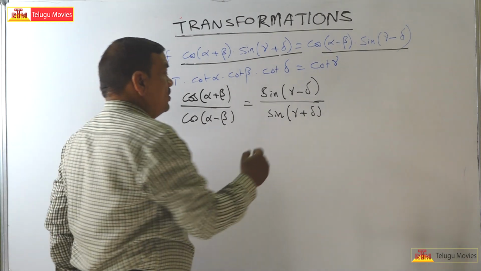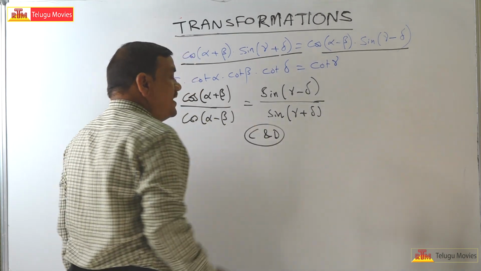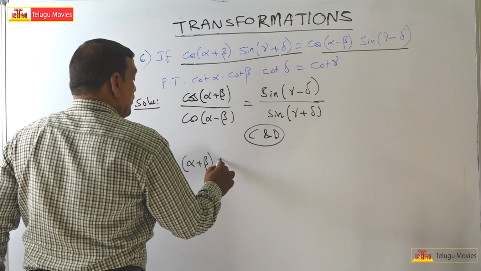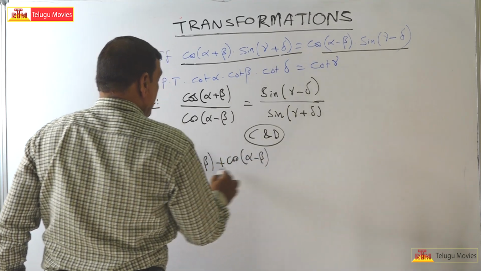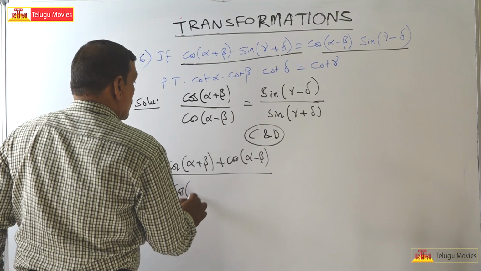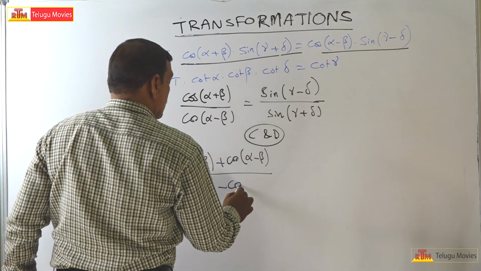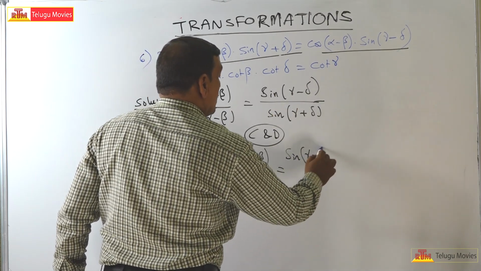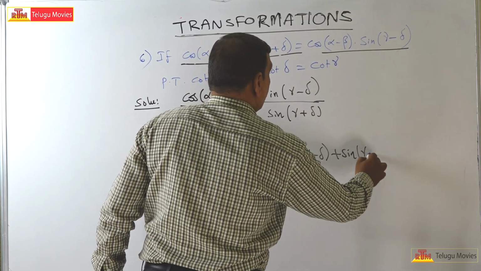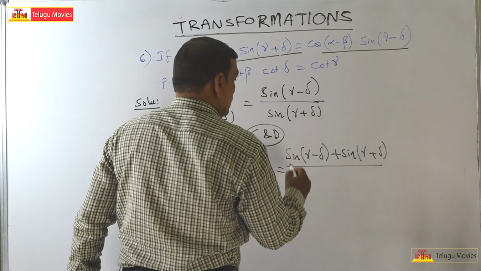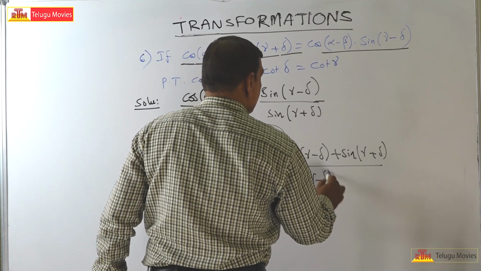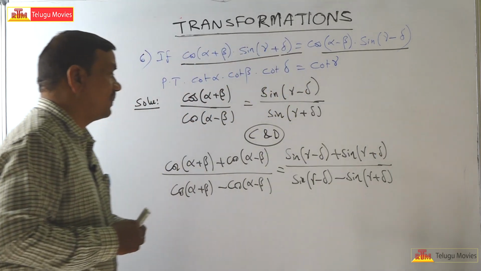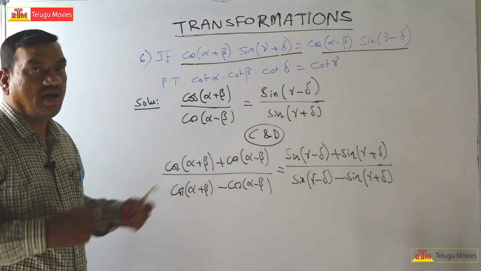In this situation, apply componendo and dividendo. So what is the componendo here? cos(α+β) plus cos(α−β) whole divided by cos(α+β) minus cos(α−β). Here also, sin(γ−δ) plus sin(γ+δ) divided by sin(γ−δ) minus sin(γ+δ). So this is applied.